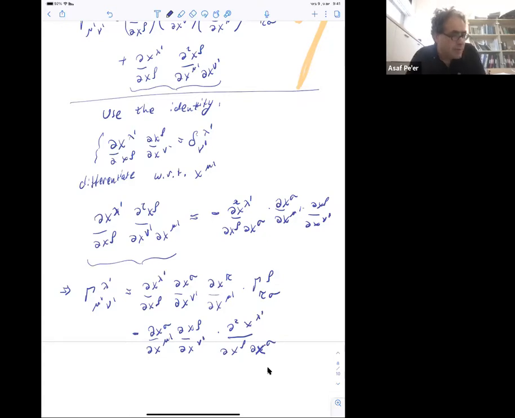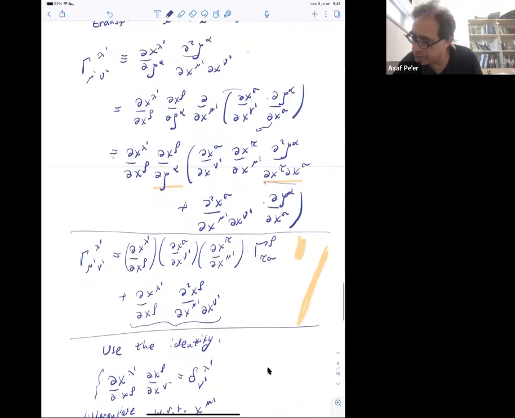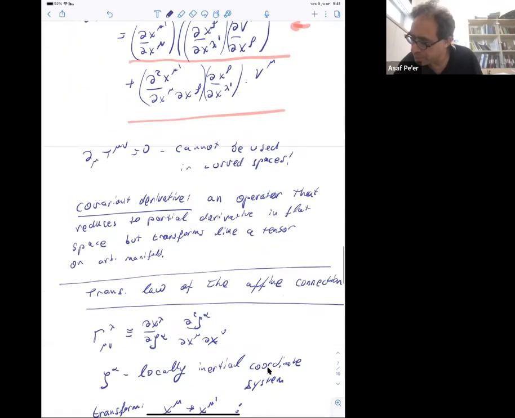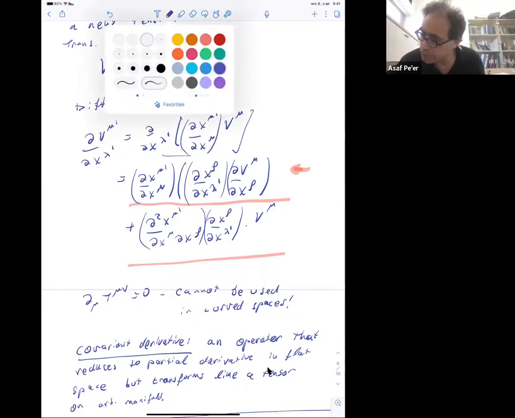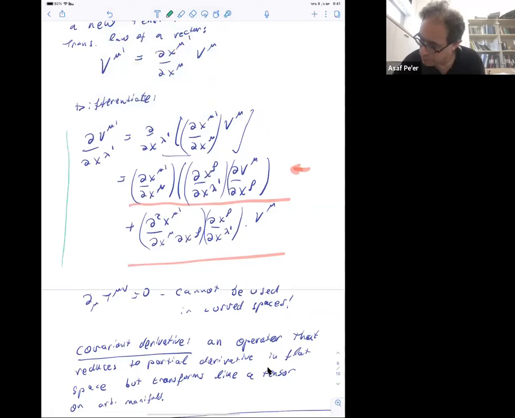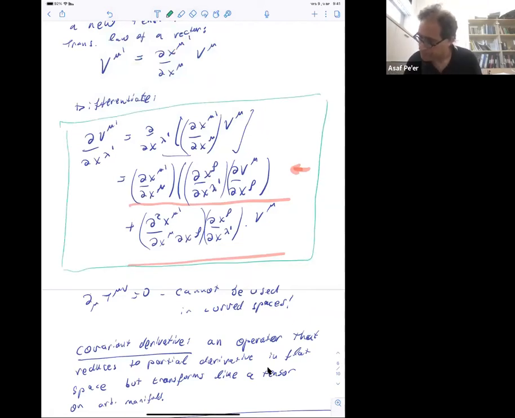Now comes the last bit. Right now I can take that, and remember I had a problem when I tried to take the partial derivative of v. This is the problem that I'm trying to solve. I want to get rid of this extra term. Now the first term looks quite good, the second term is the one that is kind of preventing this from being a tensorial quantity.